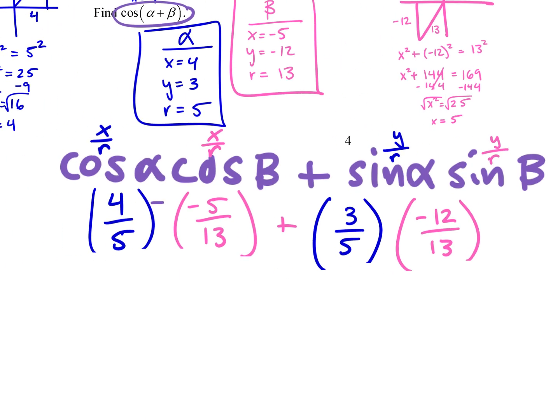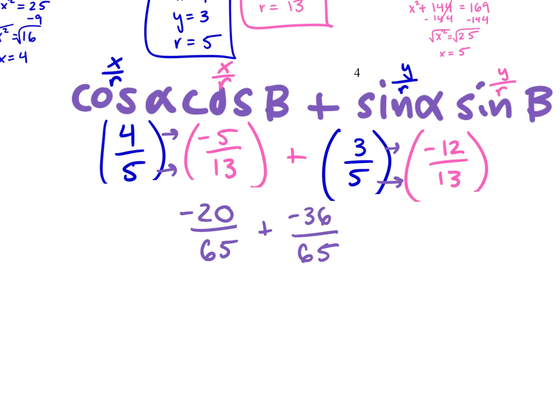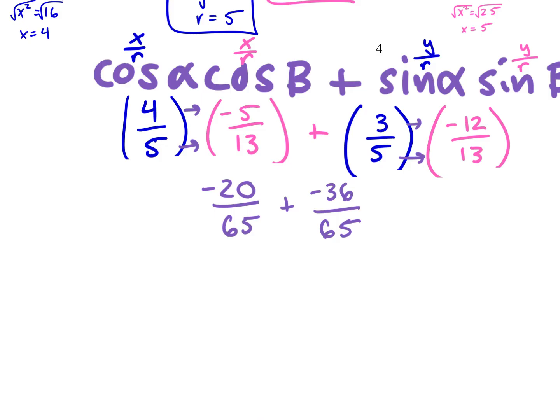So we're going to multiply straight across. 4 times negative 5 would be negative 20. What's 5 times 13? 65. And 3 times negative 12? Negative 36 over 65. Let's add these together. What's negative 20 plus negative 36? Negative 56 over 65. Always double check to see if your fraction can be simplified. This one can't. So this would be our answer.